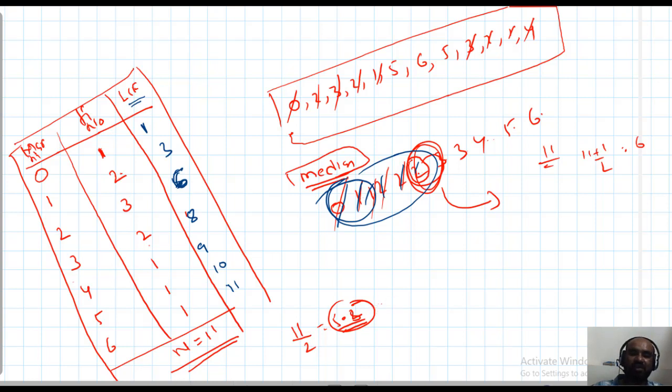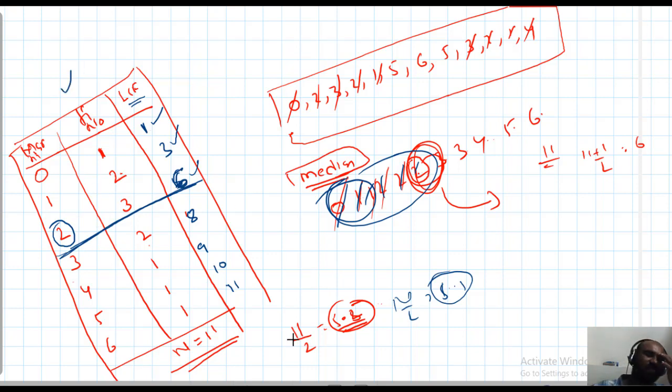But you want to see the n by 2 value, equal to 5.5, which means the 6th student's mark is taken as the median of the data. Here one student completed, up to here 3 students completed, up to here 6 students completed, no? Here only, that's why you need to draw a line here. So the mark under this line is taken as the median of the data. In this way you can find the median of grouped data without class intervals. So through another example I will explain.